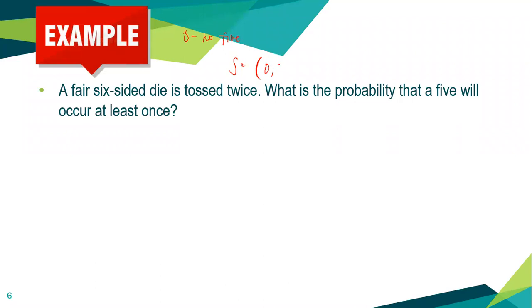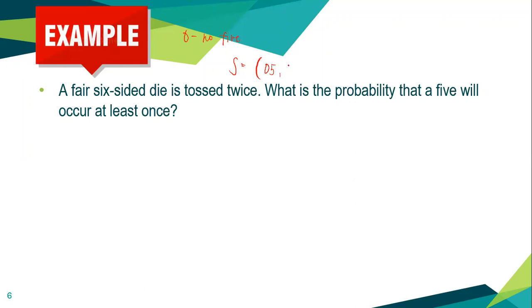Then, doon sa pangalawang toss, lumabas na si 5. Ayan, wait lang. Mali pala yung sulat ko. So, kung lumabas na si 5, 0, 5, then, ano pa yung mga pwedeng possibility na mangyari?